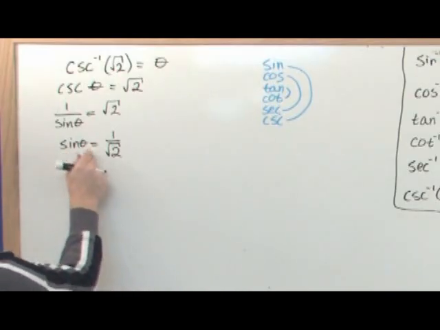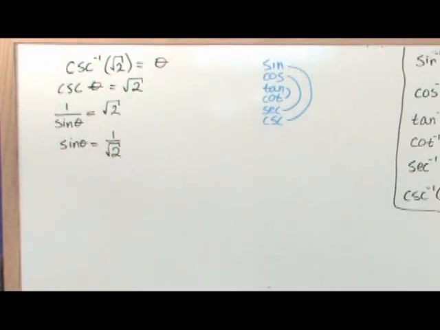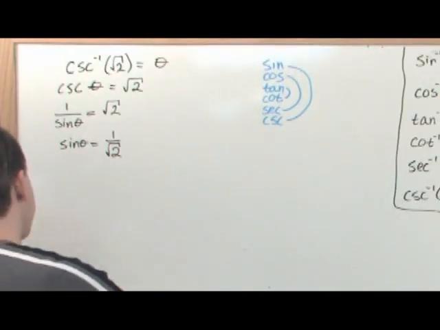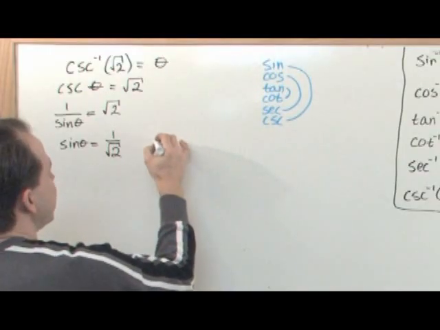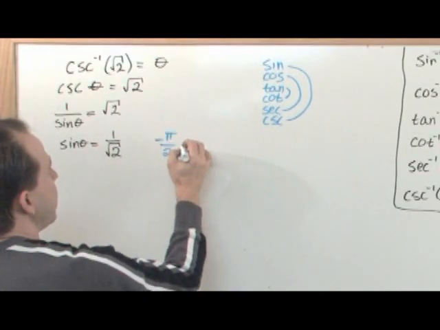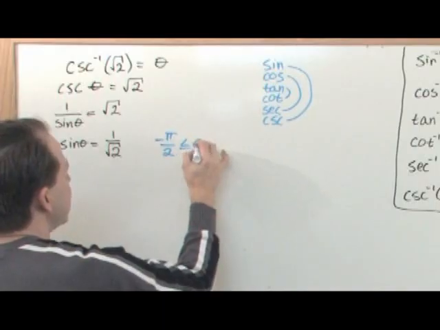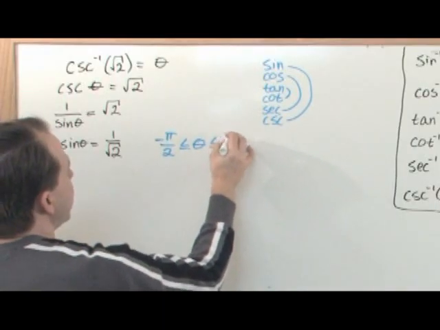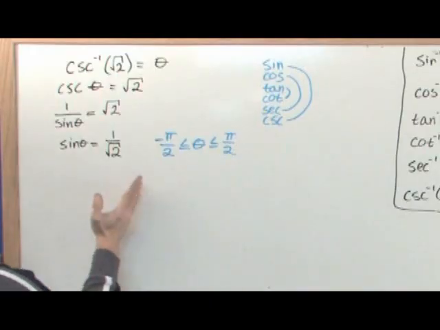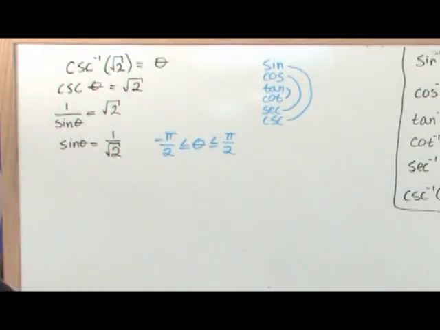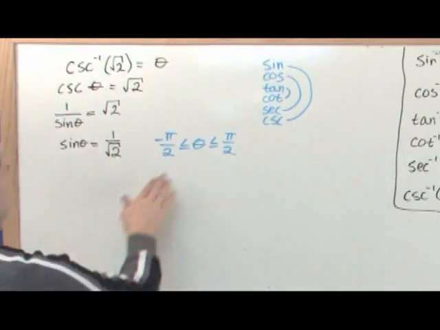Sine of an angle is 1 over square root of 2, and don't forget that now that we're talking about a sine function, the angle that can be returned from an inverse sine function is negative pi over 2 to pi over 2, inclusive. So all I have to do now is work my way around the unit circle and find an angle that does this, and that angle needs to fall between this range.